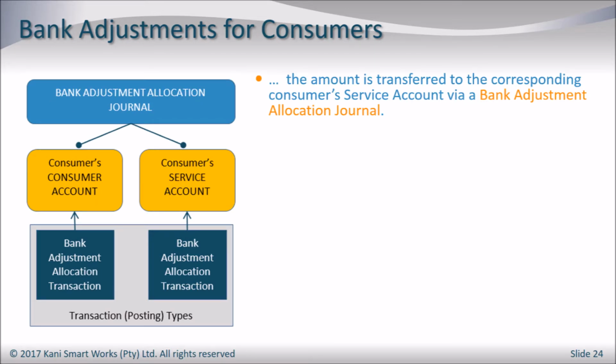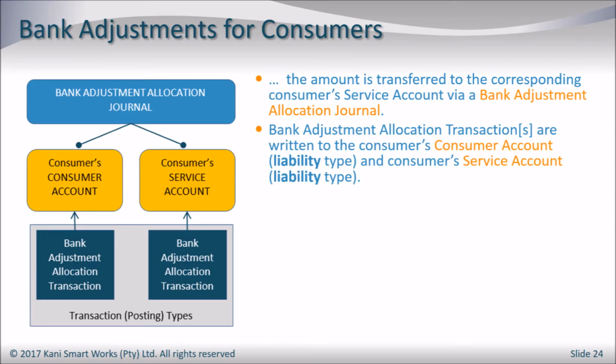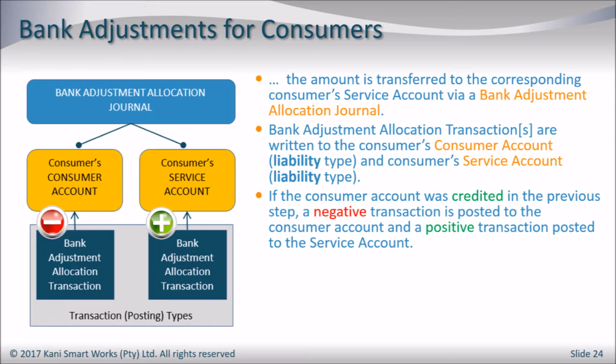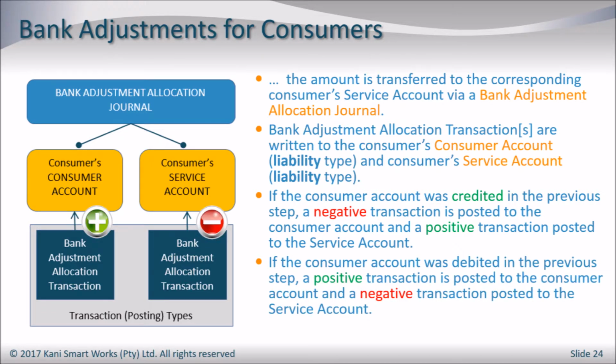The adjustment that was paid into the consumer account is transferred to the corresponding consumer service accounts via a bank adjustment allocation journal. Bank adjustment allocation transactions are written to the consumer's consumer account and the consumer's service account. So if the consumer account was credited in the previous step, a negative transaction is posted to the consumer account and a positive transaction posted to the service account. If, on the other hand, the consumer account was debited in the previous step, a positive transaction is posted to the consumer account and a negative transaction posted to the service account.